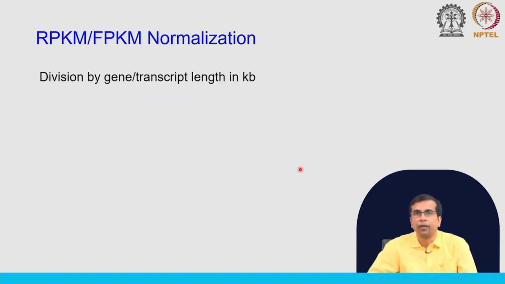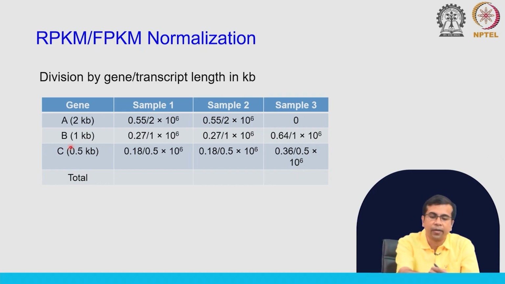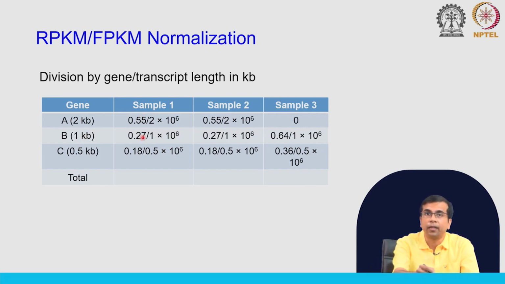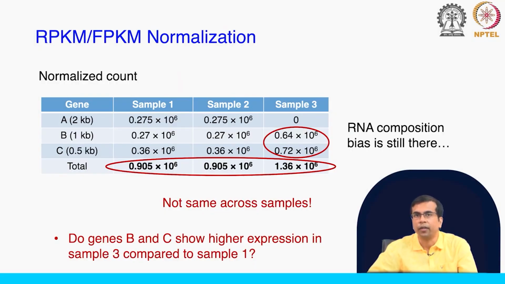Now, what we do is we divide by gene transcript length in kb. You can see this gene length here. For gene A we have 2 kb, for gene B the length is 1 kb, for C it is 0.5 kb. And that is what we do: we divide these counts that we got by this gene length in kb. So, divide by 2, divide by 1, divide by 0.5. Once we do that, we can calculate what these values would be and we get the total.